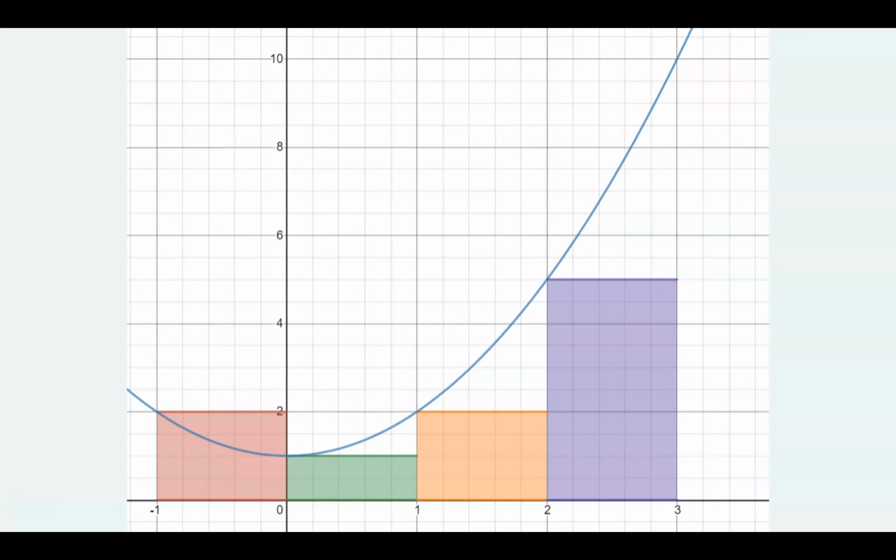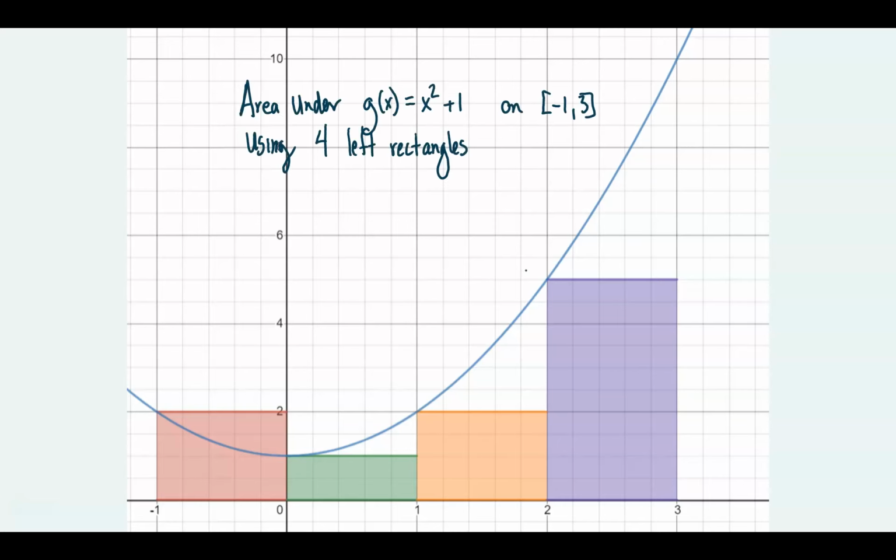So I've used Desmos to create a handy-dandy chart here. I made everything easy. Total width of 3 minus -1, or 4, gives us 4 wide divided into 4 equal-sized pieces, which means everything should be pretty straightforward. So give ourselves a label, the area under g of x on -1 to 3 using 4 left rectangles. So what's that first area, that pink area? Well, that's a width of 1, but because we're given a graph, a better way to write that would be 0 minus -1. And we're finding the height at the left-hand endpoint -1, so we'll multiply by g of -1.